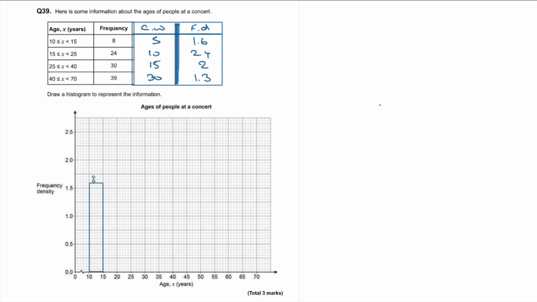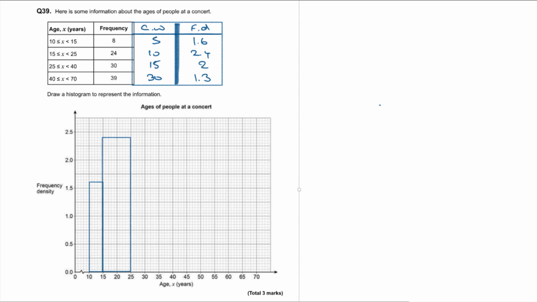So 1.6 is going to be 2 little boxes above 1.5, then it's going to be there. Then the next one, which is at 2.4, that's going to be 2 little boxes below 2.5, isn't it? So if I start from there and I draw down, from 15 to 25, a height of 2.4, that looks good.